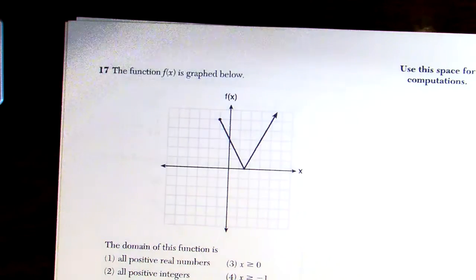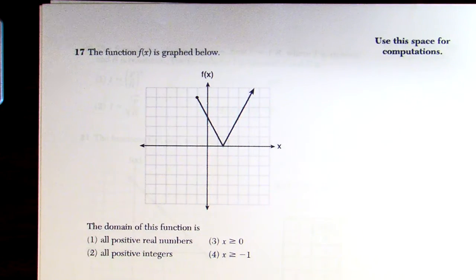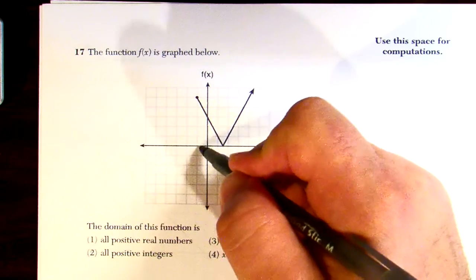It says the function f of x is graphed below. The domain of this function is. So domain is your x's. So if I go to my x's, I'm at -1.